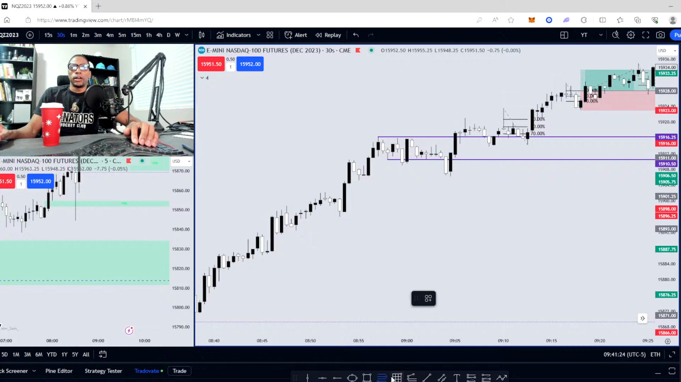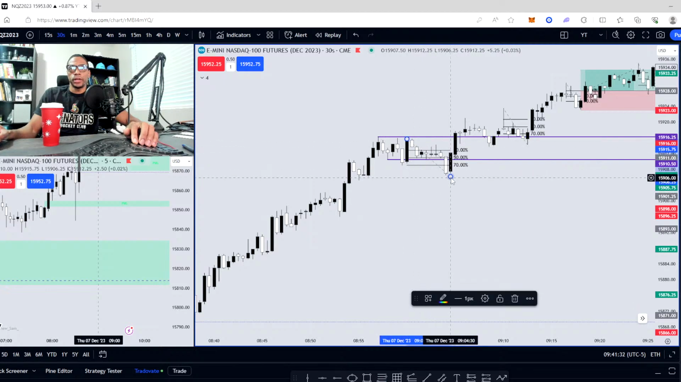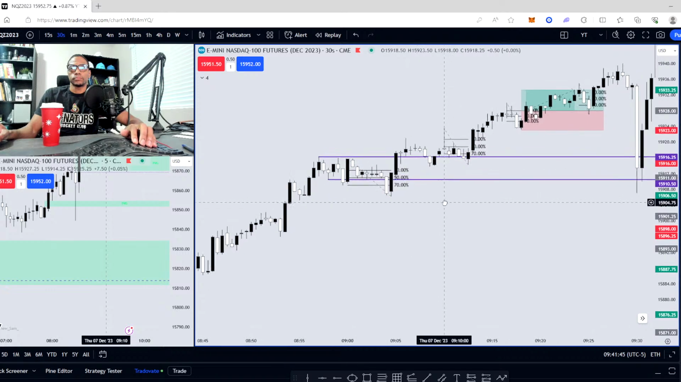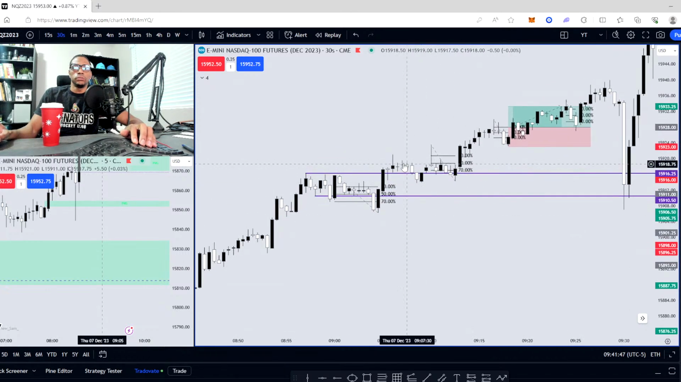we want to identify our manipulation, which is the low that was made. So from the high to the low is the manipulation. We want to place a Fibonacci on that entire range from wick to wick. And then we wait for a retracement back down to 30%. And on this particular entry, we never got an entry back down to 30%. So we continue. Price is still making new highs. And so again, we look for a low to be taken.